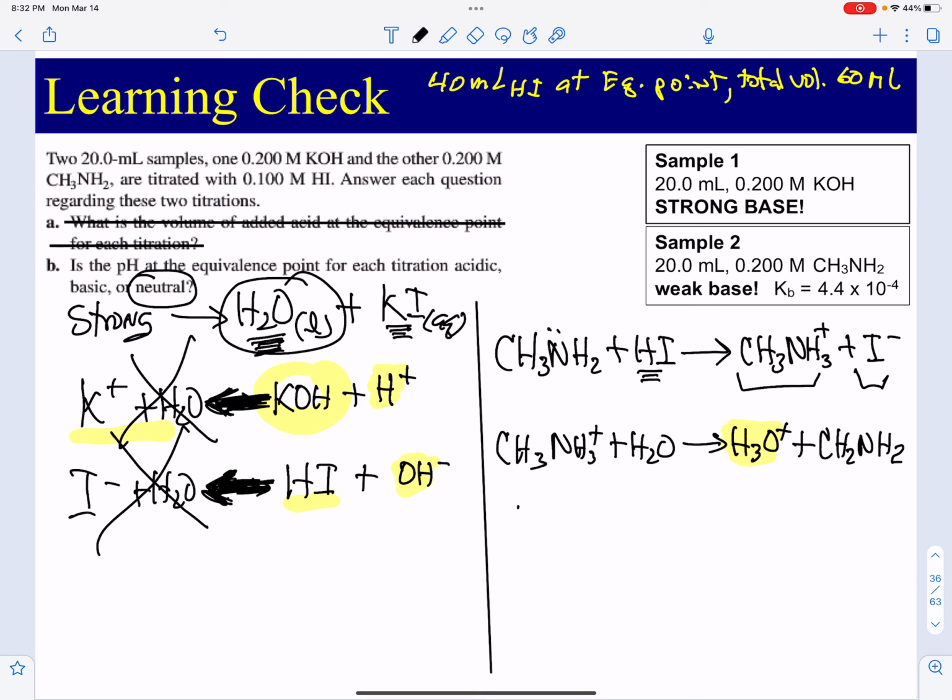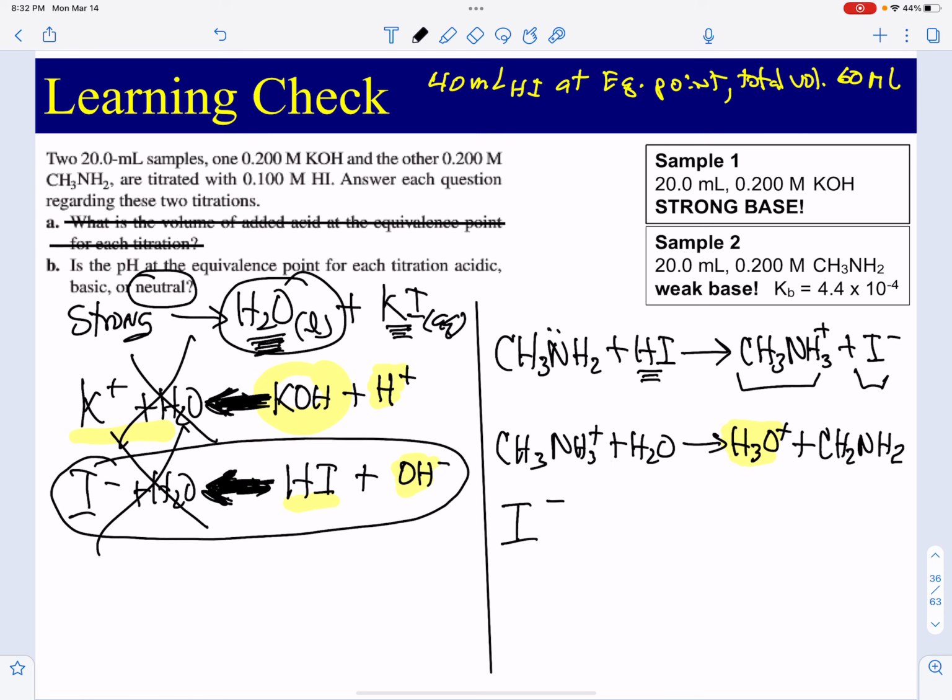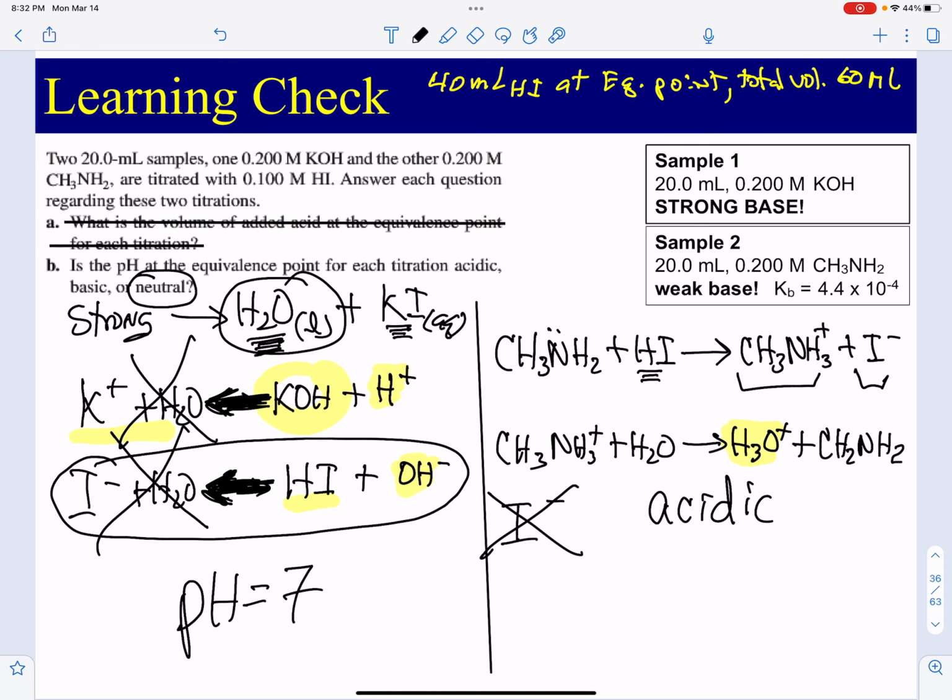But we also have the iodide, right? Which we already saw what happened here, right? So that's not gonna happen. So this will make it acidic. So at the equivalence point for the strong acid with the strong base, it's gonna be neutral. At the equivalence point for the weak base, by the way, this is gonna be an equilibrium, for the weak base, it's gonna be acidic, which is gonna be less than 7. So that's what we know so far.